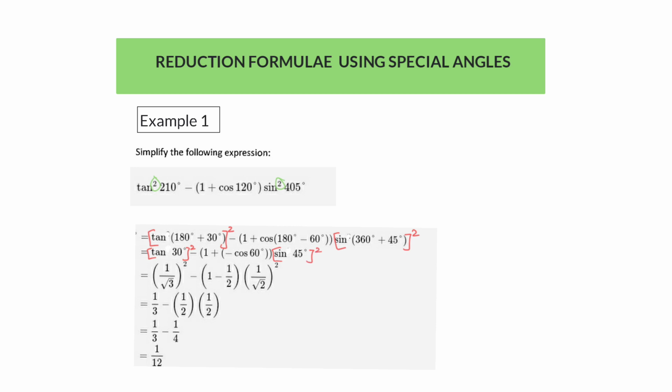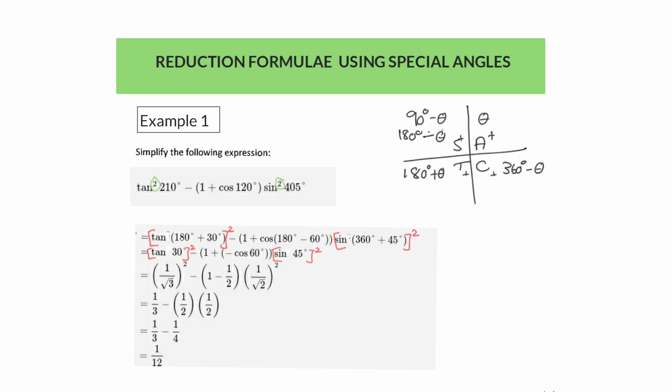Okay, so what do we need to do these sums? Well, we need some bookwork. In the first place, we need the CAST rule, all stations to Cape Town. That tells us where all the trig ratios are positive. The next thing we need are the reduction formulae. If we have an angle theta, in this quadrant it can be 90 minus theta or 180 minus theta. In this quadrant, it can be 180 plus theta, and in this one, 360 minus theta.